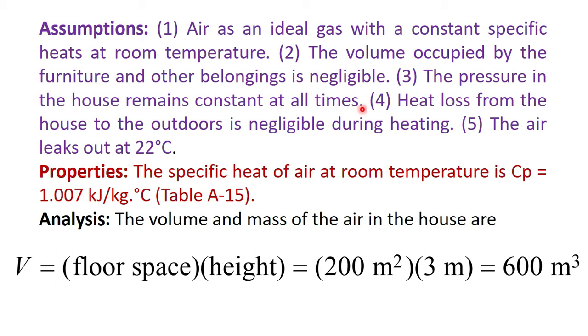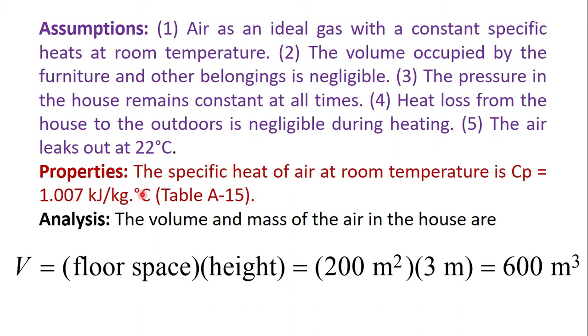So the fourth assumption is the heat loss from the house to the outdoor is negligible during the heating process. In the question statement, one thing which is given is that a small amount of heat is being lost from the cracks of the house. So in the assumption we are considering that the heat loss from the house during the heating process is negligible. So the air leaks out at 22 degrees centigrade. If there may be some leakage from the house, we are considering that it may leak after attaining the temperature of 22 degrees centigrade.